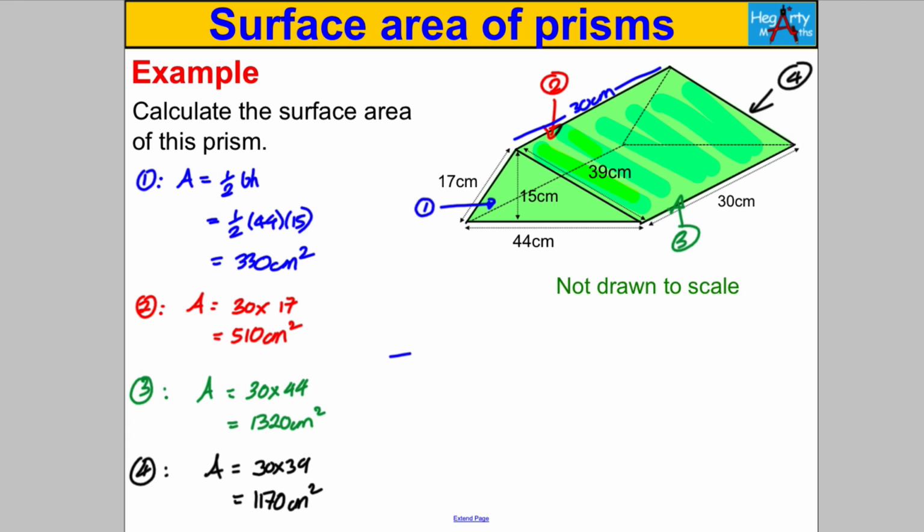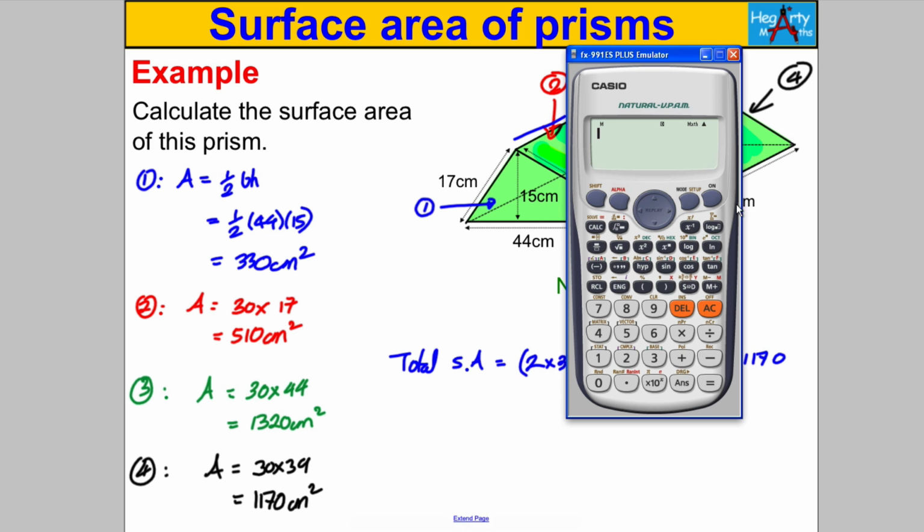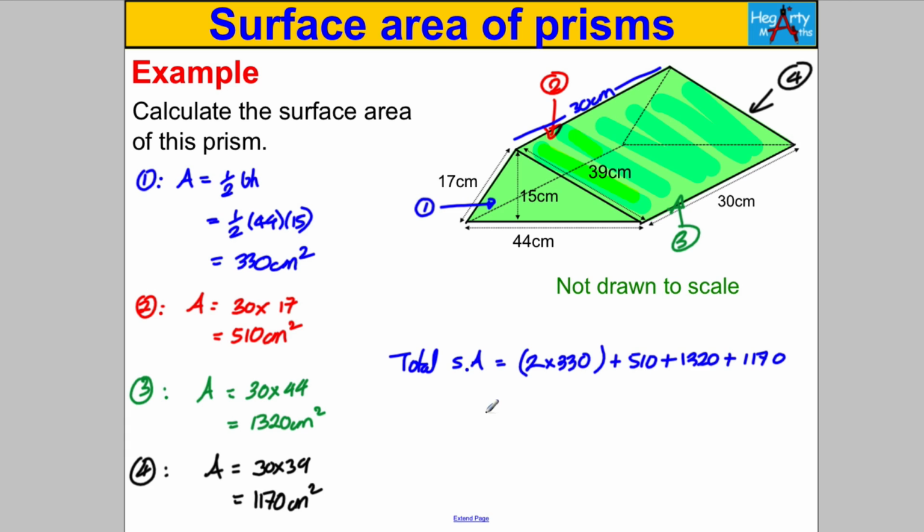So the total surface area now, just a little bit of care, the total surface area is going to equal 2 lots of the triangle, so 2 lots of 330, added to the other ones, 510, 1320, added 1170. So typing that in the calculator, we get 3660. So the total area is 3660 centimeters squared, and we're done.